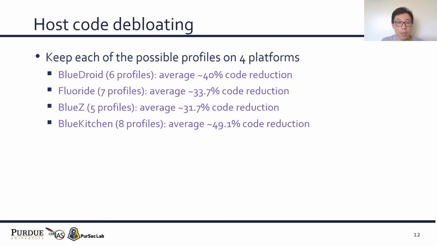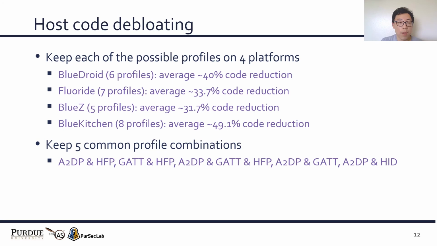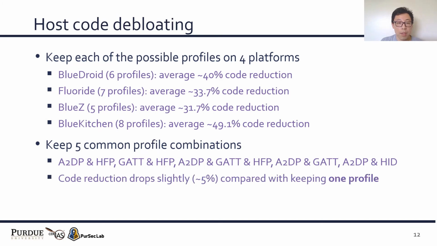it's 33.7% on Fluoride. BlueZ has the lowest code reduction rate, which is 31.7%, and BlueKitchen has the highest code reduction rate, which is 49.1%. Besides, we also keep the 5 common profile combinations and debloat all others. Compared with keeping only 1 profile, the code reduction rate drops slightly when keeping a profile combination.